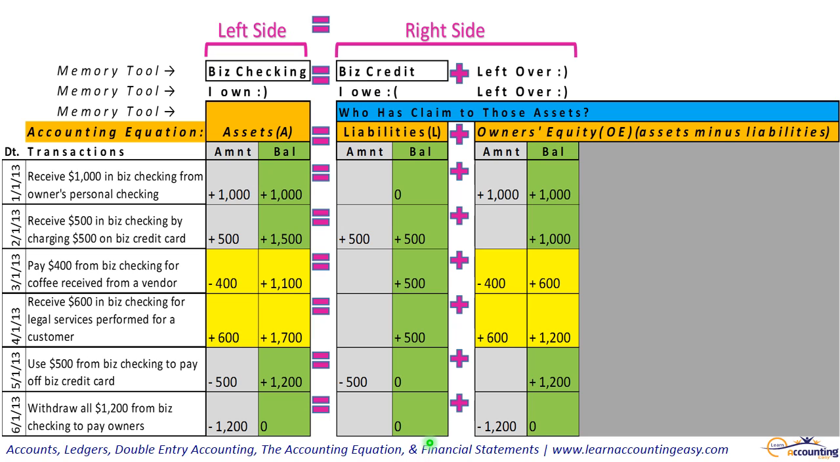And then on the right side, we're asking the question, who has claim to those assets? Well, there wasn't any change in our credit card account balance. It's still 0. Over here with owner's equity, we see that yes, the owners of the business have $1,200 fewer in ownership interest of the business. So we put the minus $1,200 here, and the cumulative balance as of June 1st in the owner's equity account is now 0.